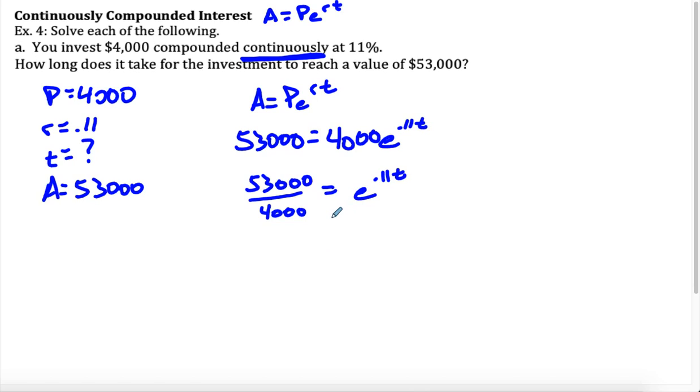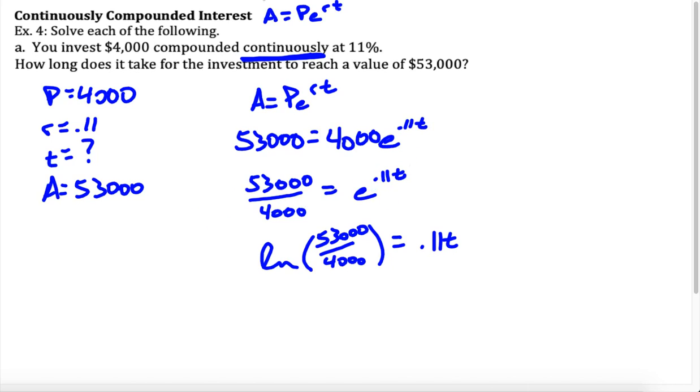Okay? Now, we talked about this in the last section. Whenever I have a variable in the exponent, what I want to do is rewrite this as a log. When I do that, I'm going to say log base e. Now, log base e is a natural log. So the natural log of my 53,000 over 4,000 is going to equal the exponent. Okay, so we talked about rewriting like that. Another way to think about this is just taking the log base e of both sides of the equation.